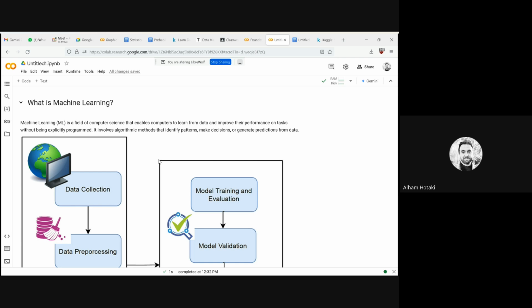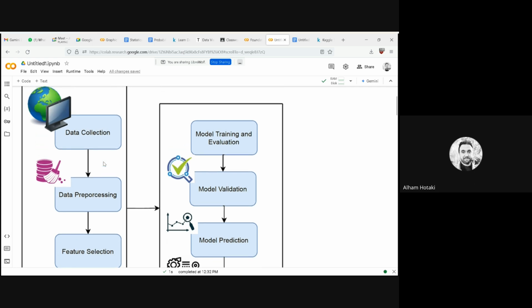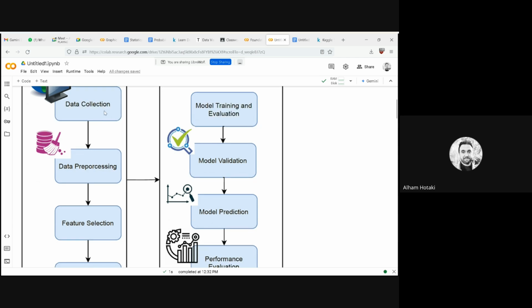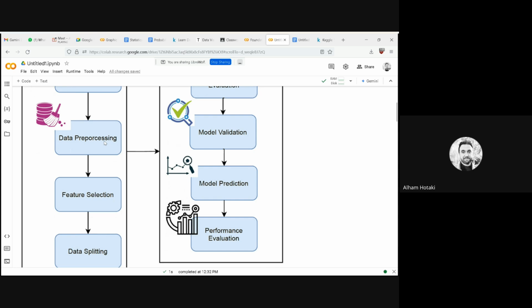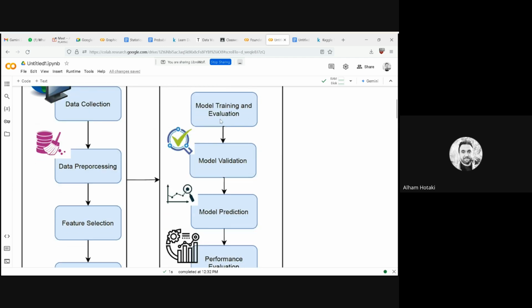It involves algorithmic methods that identify patterns, then make decisions and generate predictions from data. So this is a brief understanding of the machine learning process: you have to do data collection, then pre-process the data, then select the features from that data, then split the data. Then you have to train the model.